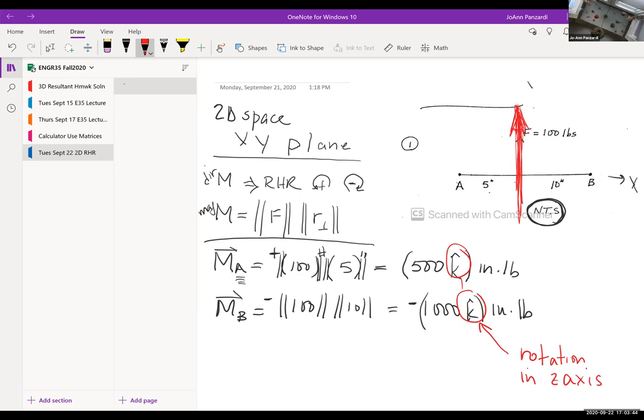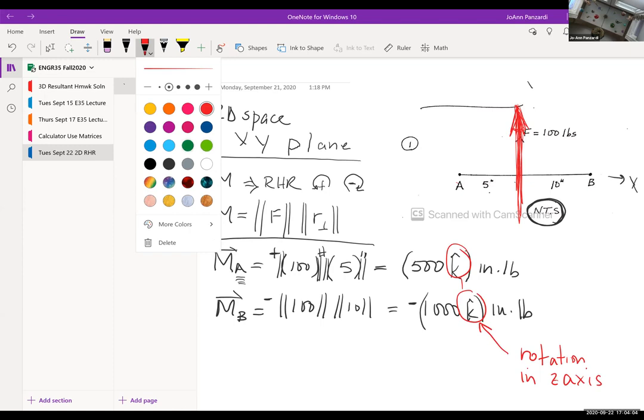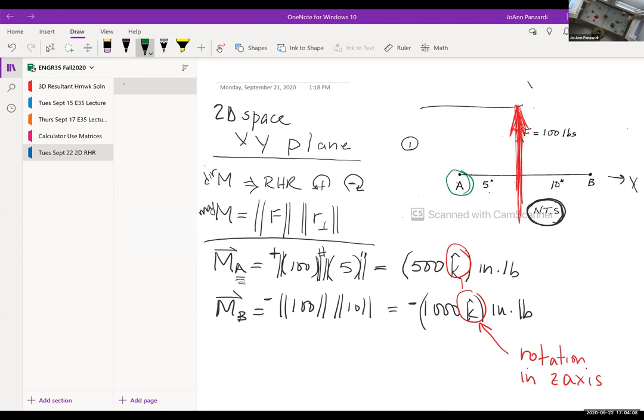There was a lot more confusion than I had anticipated. So to calculate the moments using the right-hand rule, you have the magnitude of the force times the magnitude of the perpendicular distance. When I'm trying to find the moment about point A, this is my moment about A.